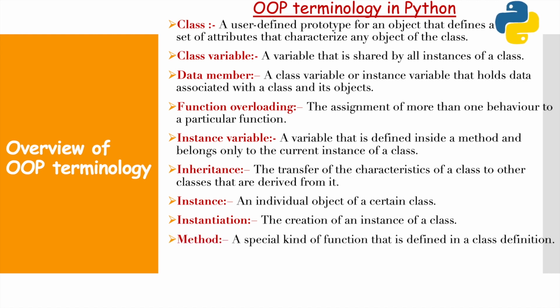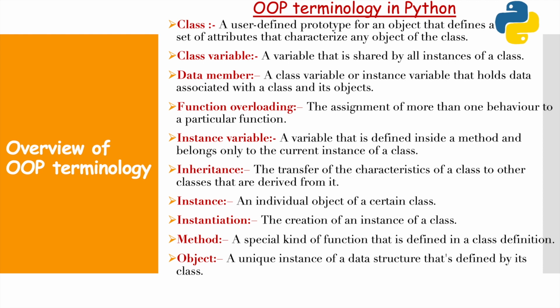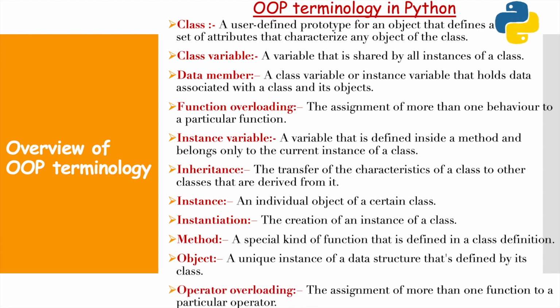And what is a method? It's a special kind of function that is defined in a class definition. And what is an object finally? It's a unique instance of a data structure that's defined by its class. And what is operator overloading? It is the assignment of more than one function to a particular operator. So these were some of the object-oriented programming terminologies that are used in Python.